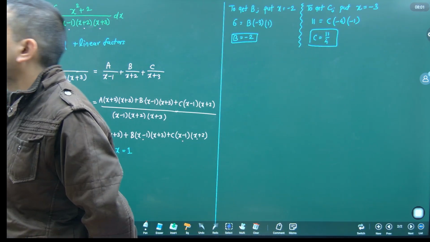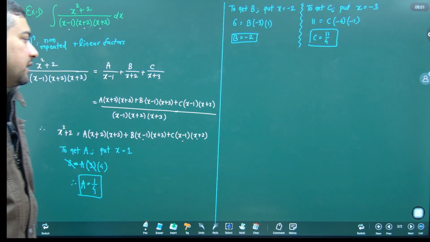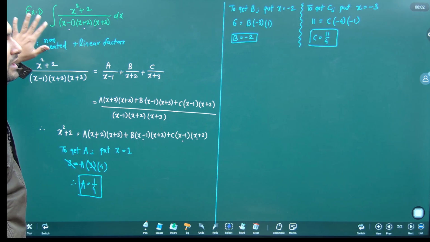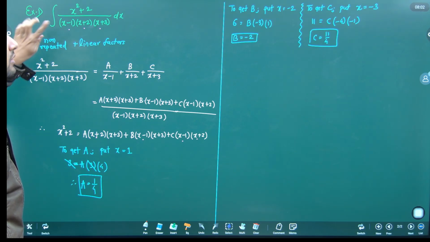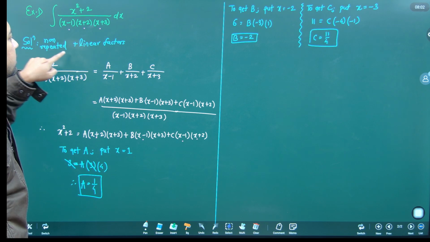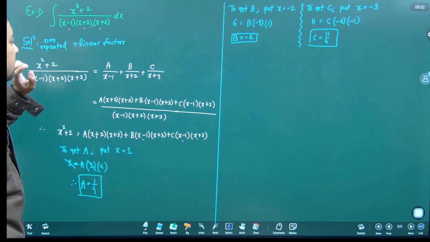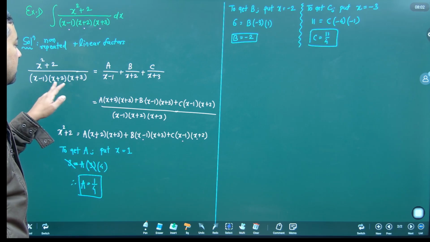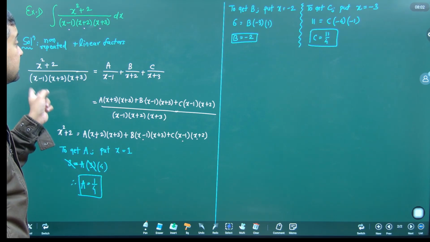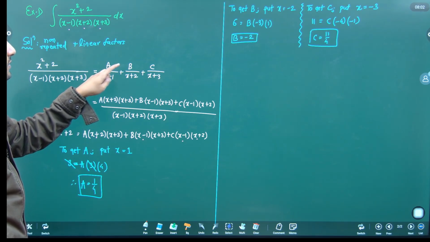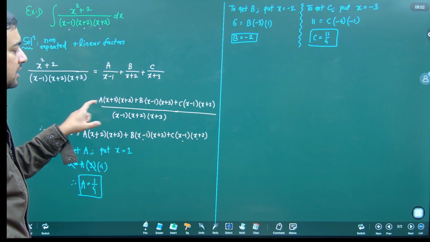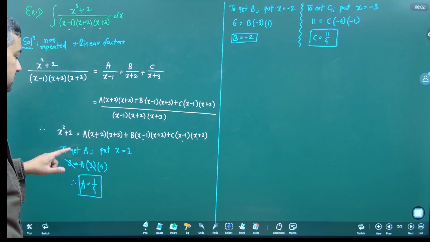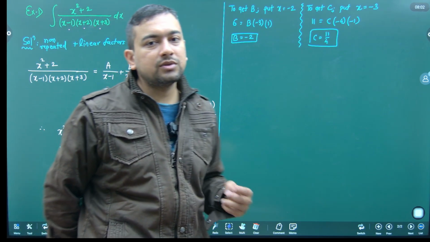So this is the procedure to find the values of A, B, C, right? See here, again I am repeating. First, if the example is of integration by partial fractions, observe the denominator. The denominator consists of non-repeated linear factors, that is type 1. You have to allot one constant to each non-repeated linear factor: a by x minus 1 plus b by x plus 2 plus c upon x plus 3. Take the LCM, equate the numerators, and find the values of a, b, c.